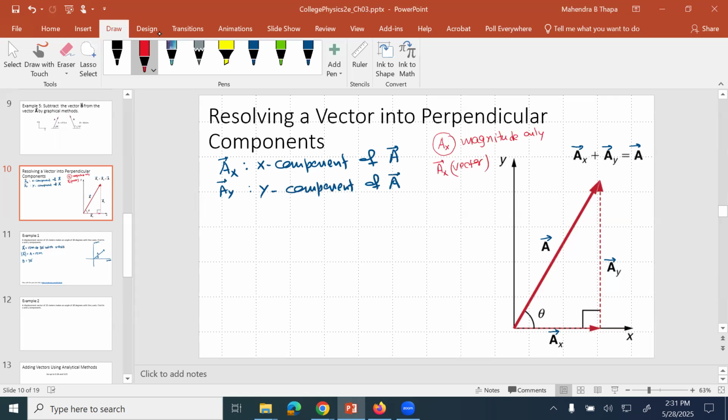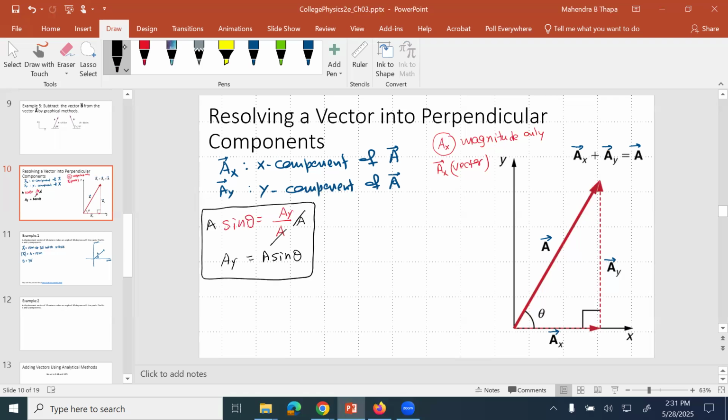So let's start to find those components. In this triangle, I can use trigonometry. Sine theta will be AY over A. I multiply both sides by A, this A cancels out. So AY equals A sine theta. That gives you the y component. Now cosine theta will be AX over A. Again, if I multiply both sides by A, that cancels out. So AX equals A cosine theta. So we can find x and y component this way.